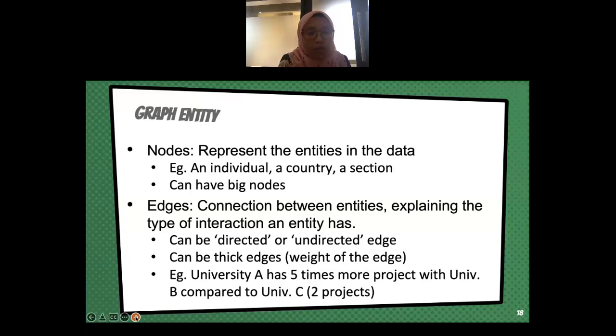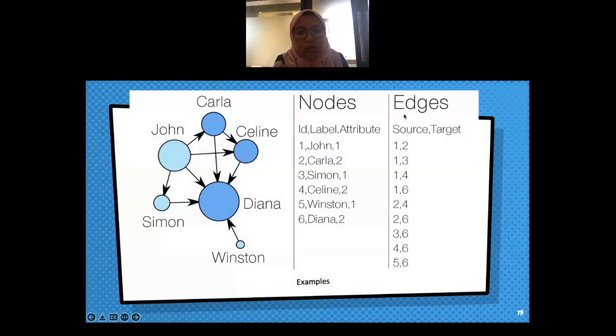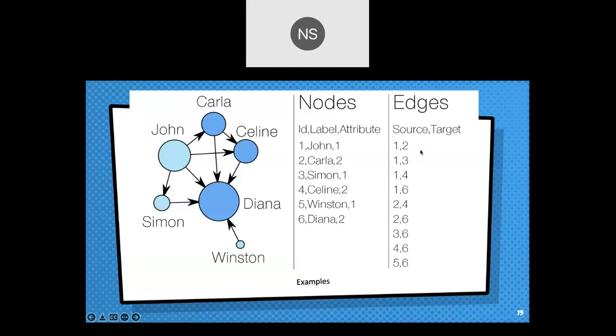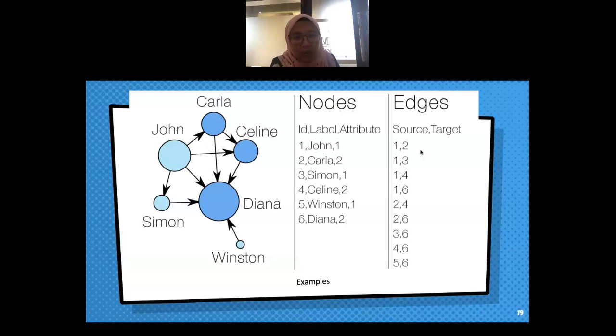Here is an example. I think it is a very simple example. We can prepare this kind of data in Microsoft Excel. You can just have a very simple empty table, and then you label it. You need two tabs. You can label one as ID, label, and attribute, and then you prepare another Excel file and put the columns source and target. I'm going to demonstrate later on.